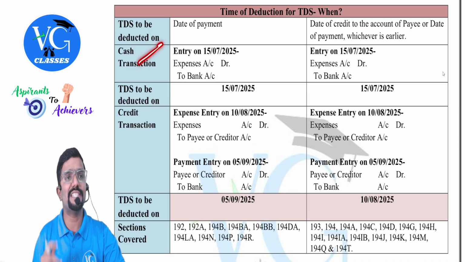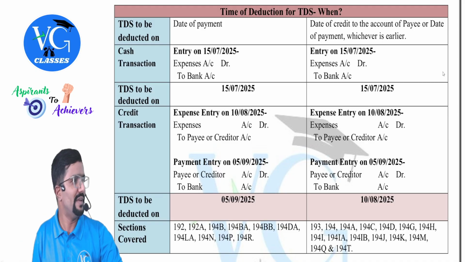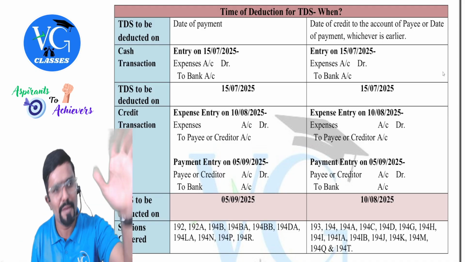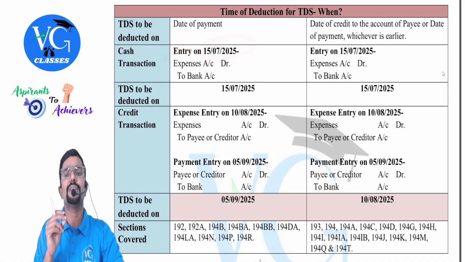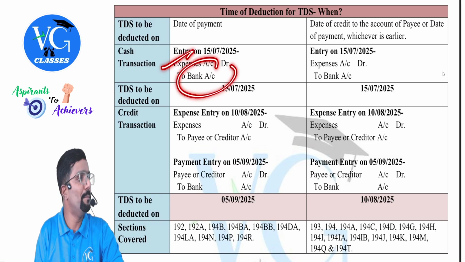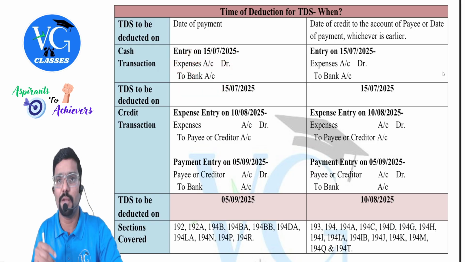Assume, guys, it is a cash transaction. Means payment is made immediately. We are booking the expenses and paying the expenses immediately. What is the journal entry we will pass? Assume it is on 15th July. What is the entry we will pass? Expenses to bank.